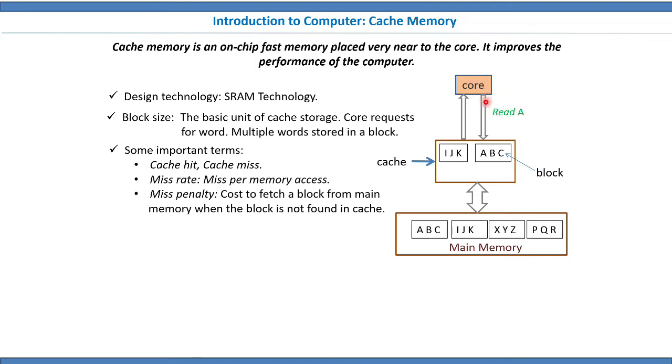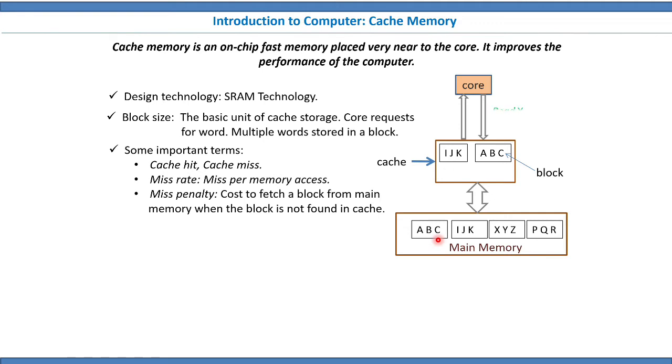First of all, the request will come to the cache, and it will search in the cache to see whether data A is there or not. Yes, it is here. The block is present, so it is called a hit. If it is a hit, then data will be transferred from cache to core directly. It will save a huge amount of time because there is no need to go to main memory.